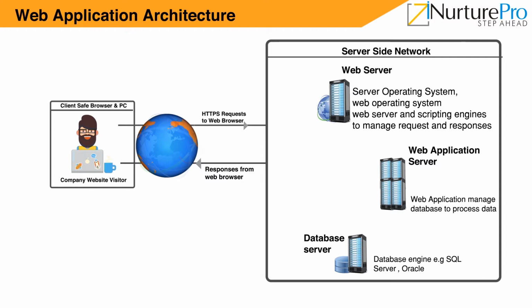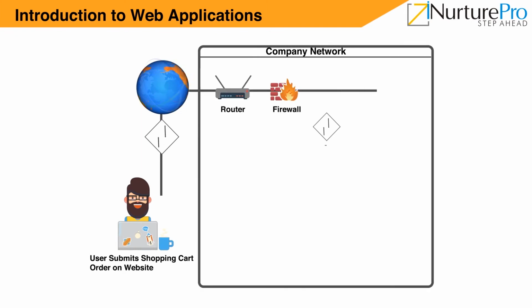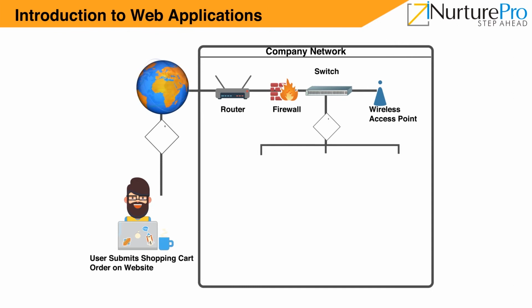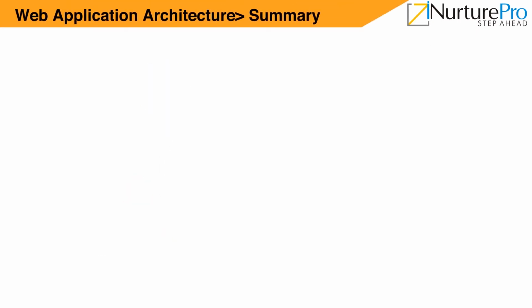Let's now look at a detailed working of web applications. As shown in the image, the user orders on a website through port 80 or 443. The web server receives the request through the firewall router and sends it to the web application server, which in turn sends the data to the database server where the data is updated. The web application server also sends a web page to the web server, which sends the web page to the user.